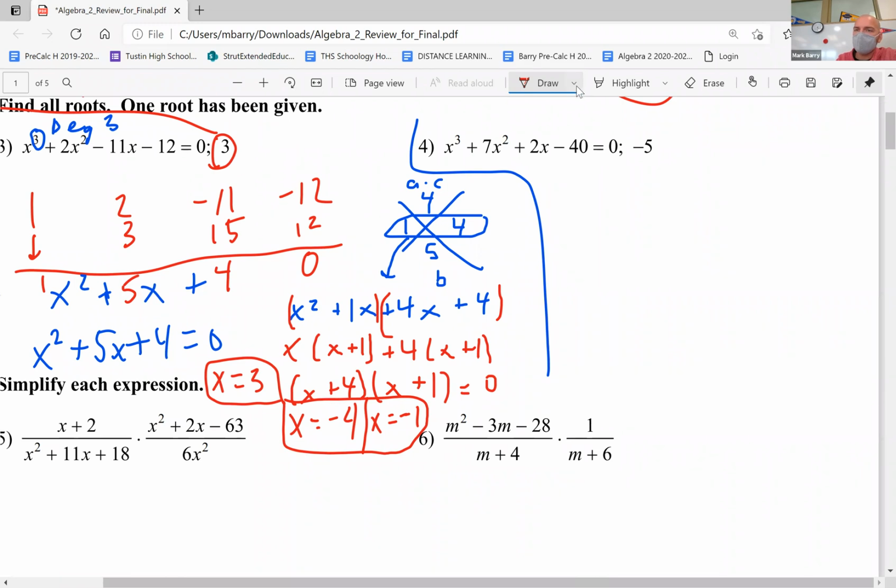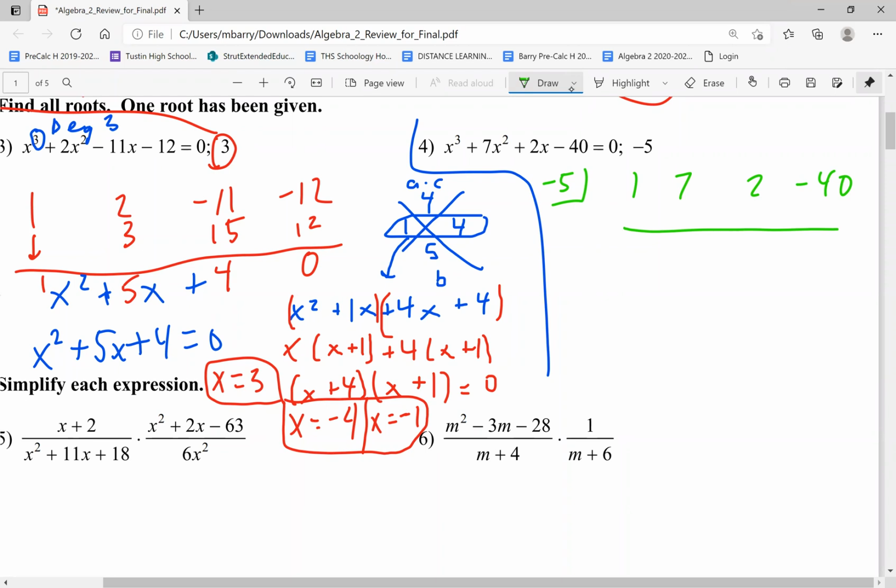All right, so let's try it again on number 4. So once again here, we're going to start off by taking this negative 5. I'm going to put that in the cupboard. And then we do 1, 7, 2, and negative 40 here. All right, so let's see if you guys can do some synthetic division there. So try it out, same process we've been doing. Try it out, should be quick.